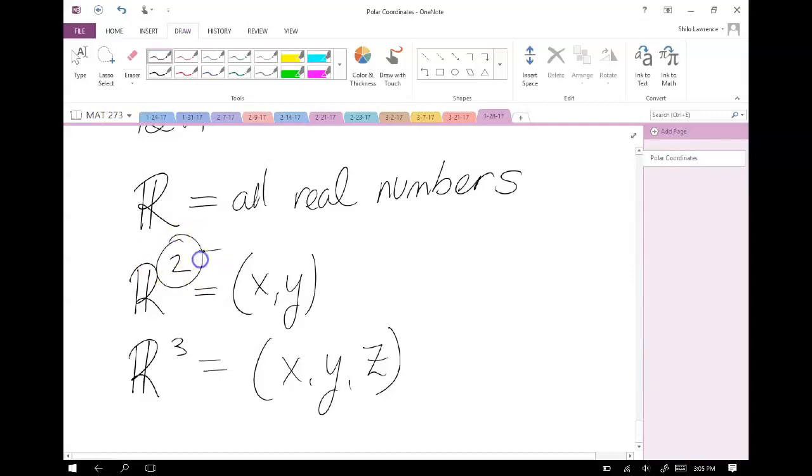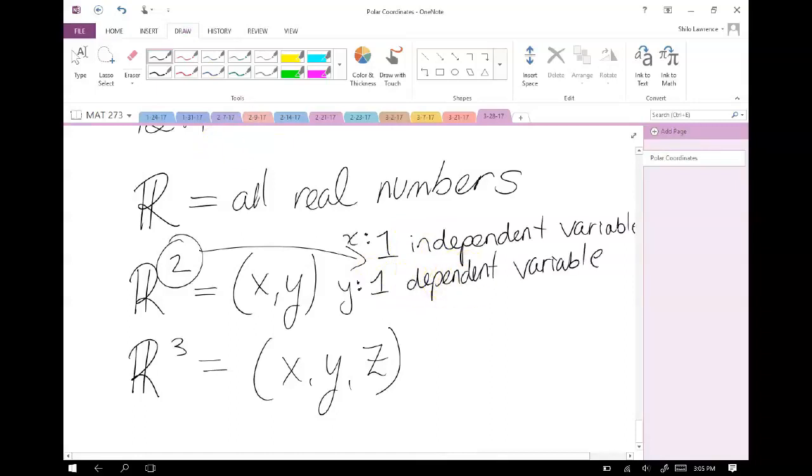So in R2, there's always going to be one dependent variable. Otherwise, it's not going to be a function. And then all the rest of them are independent variables. So there's one independent variable and one dependent variable. In R3, which contains x, y, and z, there's only ever one dependent variable, and that's the z, which leaves the other two, x and y, as independent variables.